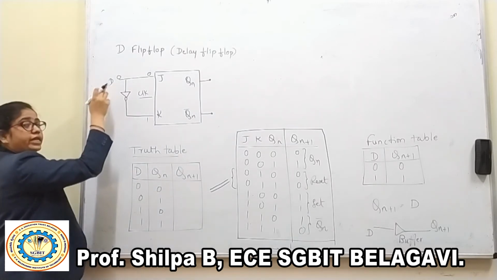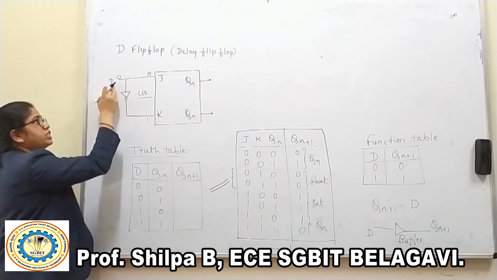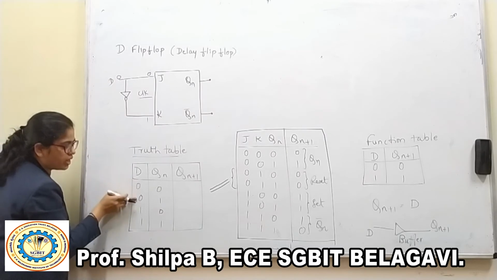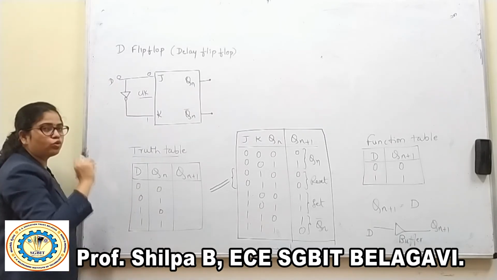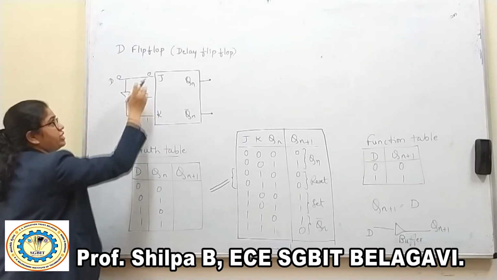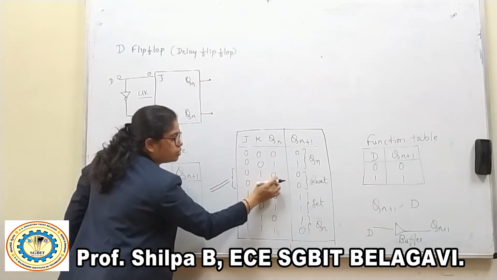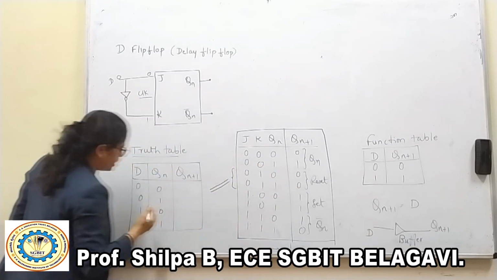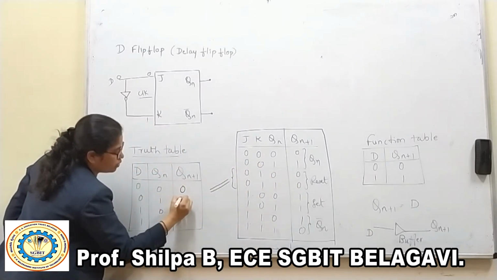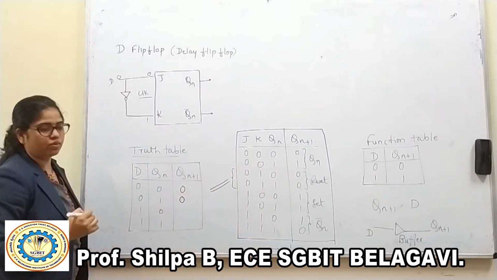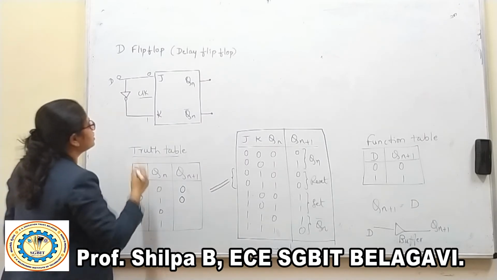So in the case of D, it is only one combination: D is 0 only. But internally there are two signals. What are they? The JK combination 0, 1, for the input 0, 1. So what output are you going to get? 0.